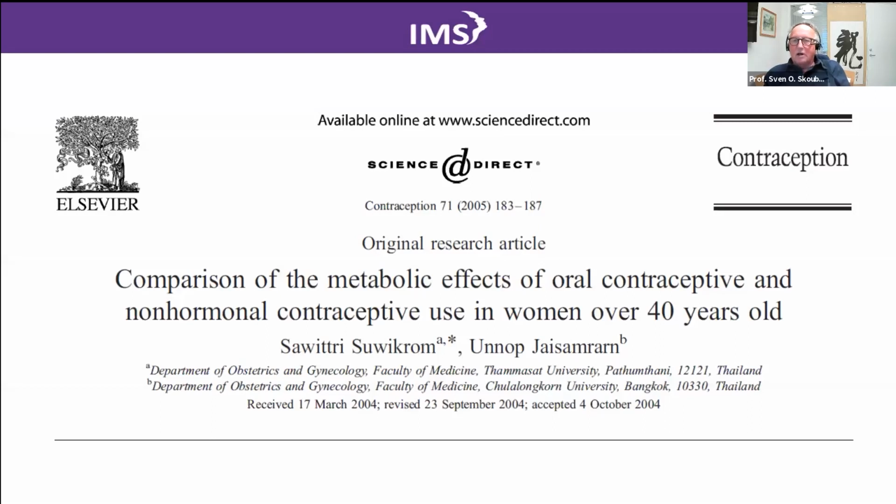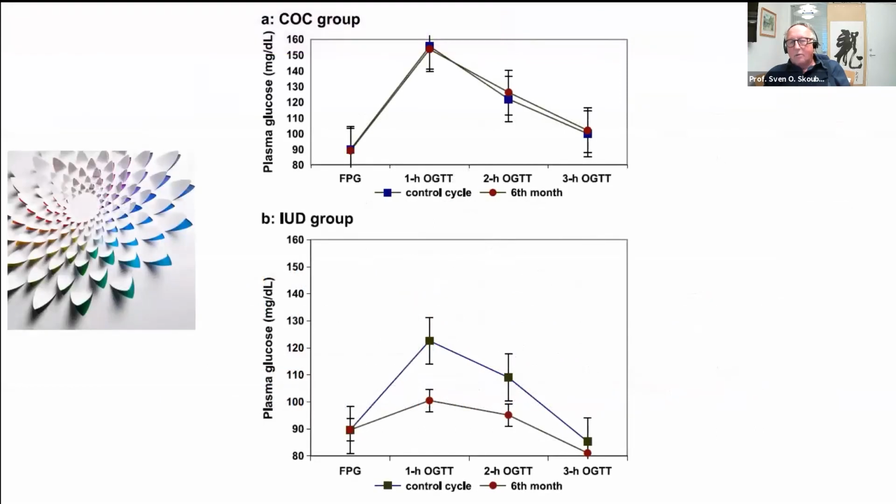We know that from, for instance, this study here, where there was a group of 50 women using the combined compound preparation and using IUD. And the slide here is giving, in the upper part of the slide, the fasting glucose and the glucose tolerance test over a 3-hour period. And you can see here that in these women who were healthy, there was no difference in the oral glucose tolerance test in the control cycle and after 6 months intake. In contrast, there was a difference in the IUD group, which cannot be simply explained.